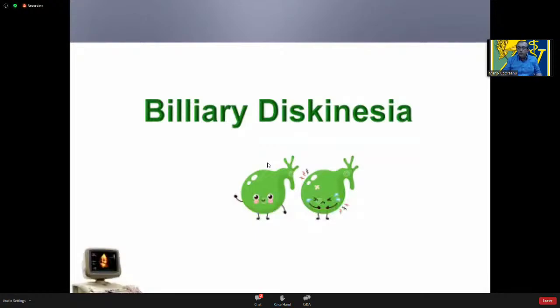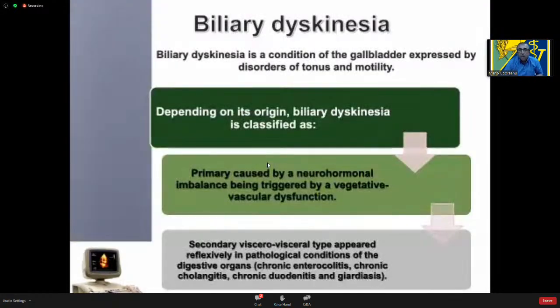We will continue with the next step of my presentation with another aspect. We can talk about the biliary dyskinetic condition, or biliary dyskinesia. It's also an important medical condition. It's a condition of the gallbladder expressed by different disorders of the tonus and of the motility of the gallbladder.